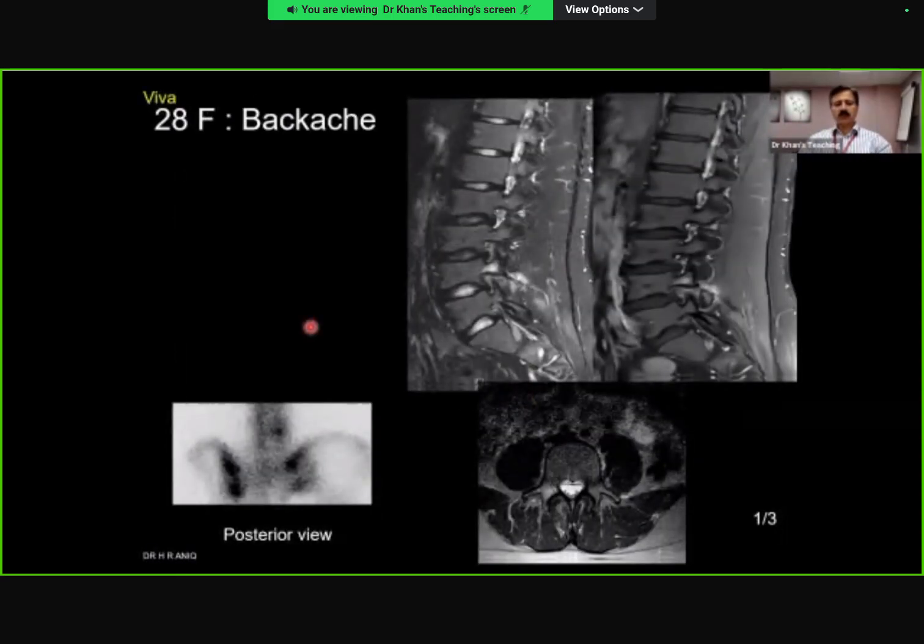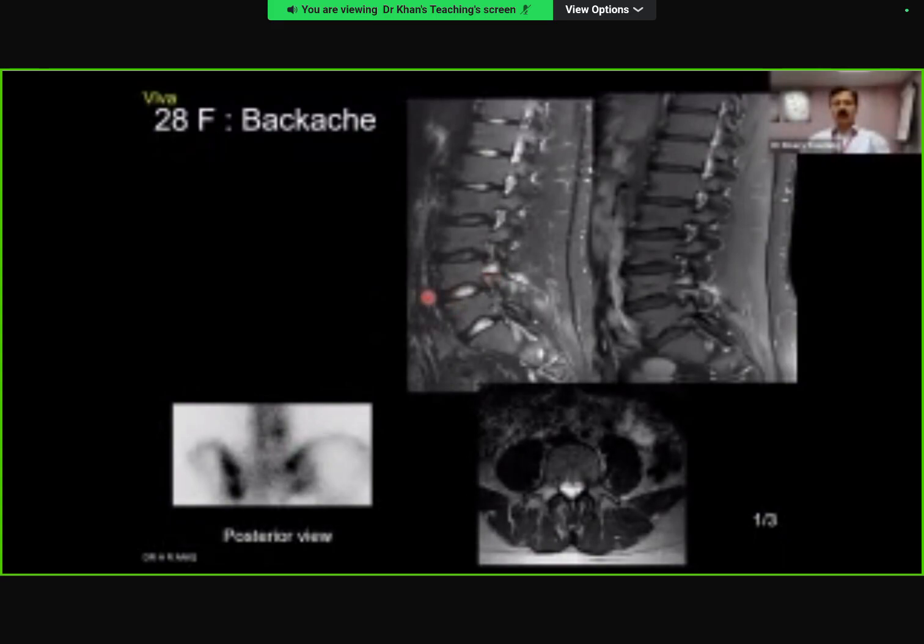Your last case, please. So I will guide you. This is a 28-year-old female, came with backaches. These are the STIR sequences, just limited sequences of the STIR. This is L5, this is L4, L5, L4. Something is happening here. People did a nuclear scan also for some reason. There is an uptake here. What do you think is happening? Over to you.